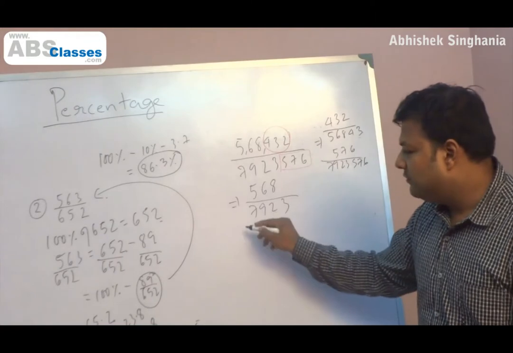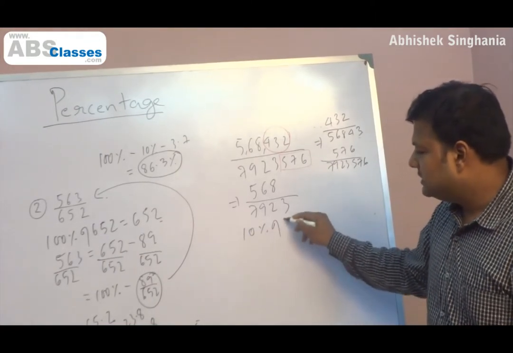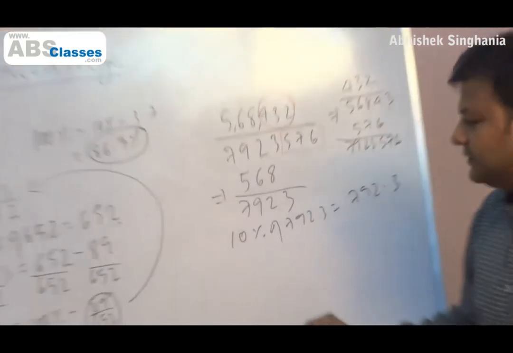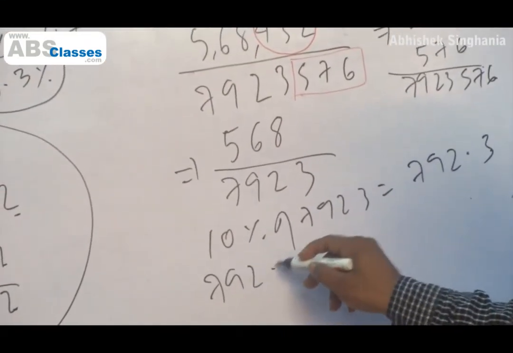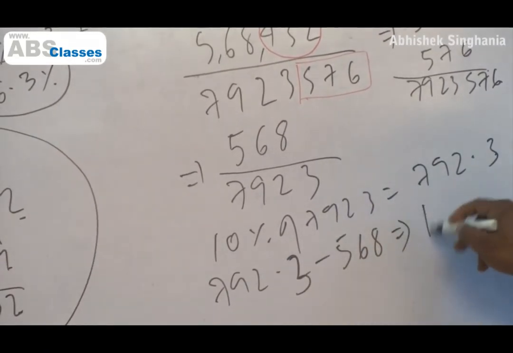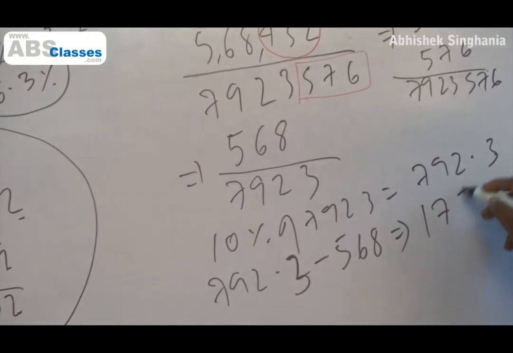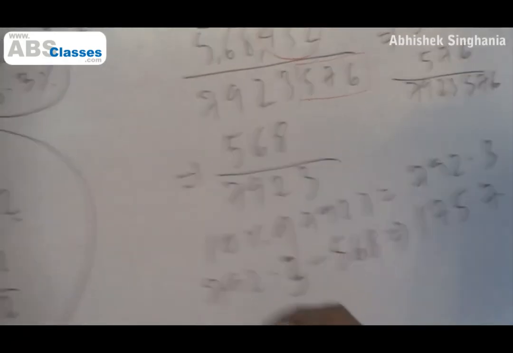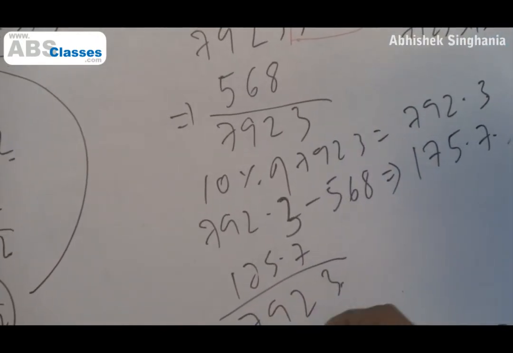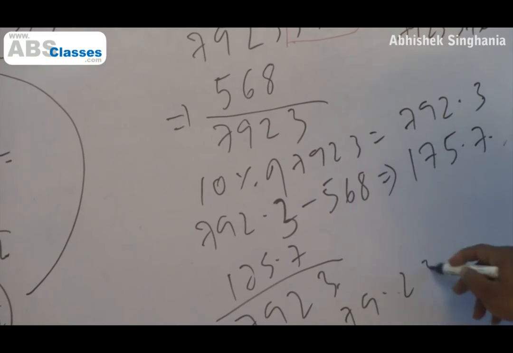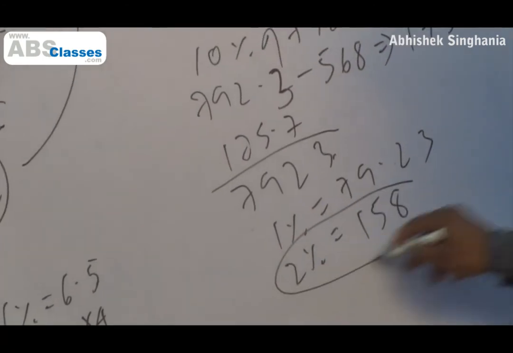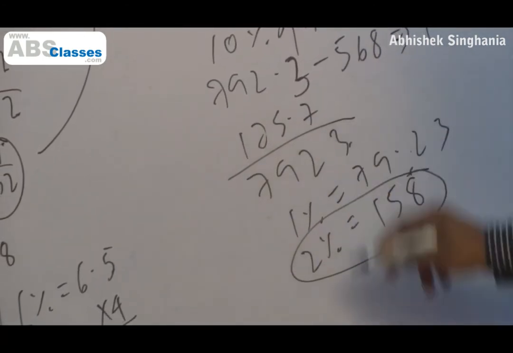As we can see, 10% of 7923 is equal to 792.3. We need to find 568. So 792.3 minus 568 is equal to 175.7, right? So 175.7 by 7923. Now 1% of this number is 79.23. So 2% would be very close to say 158 roughly. Okay. So my number is 175.